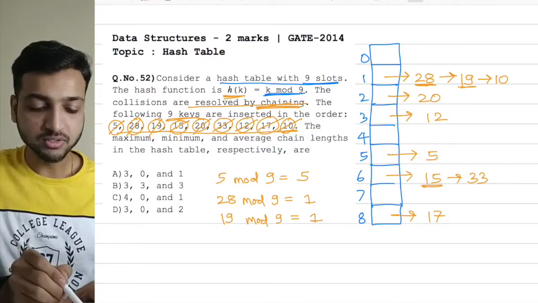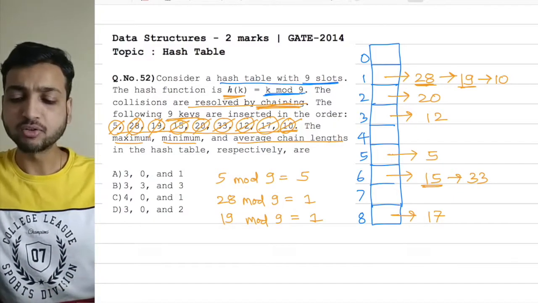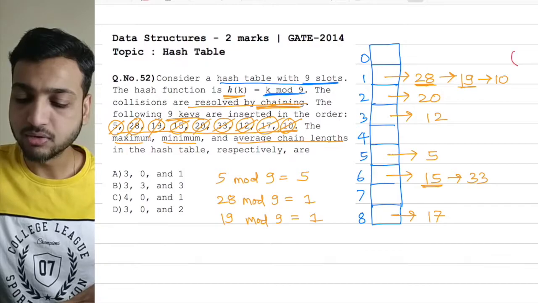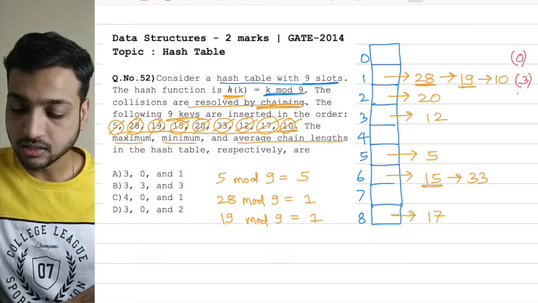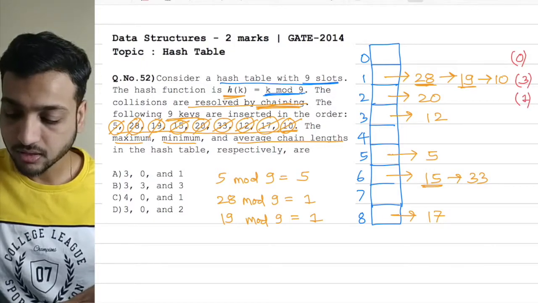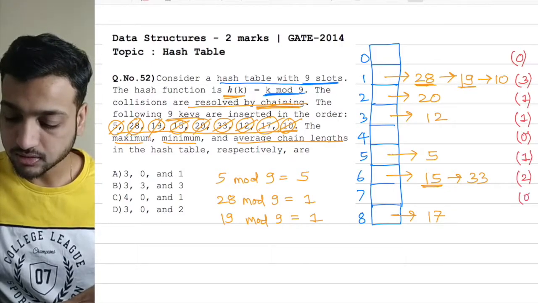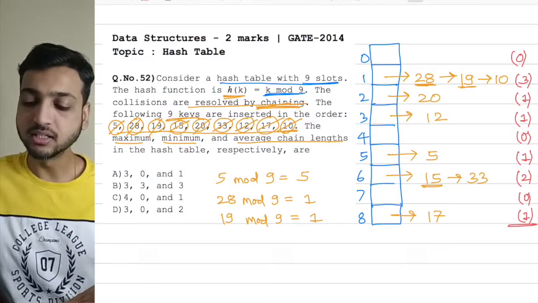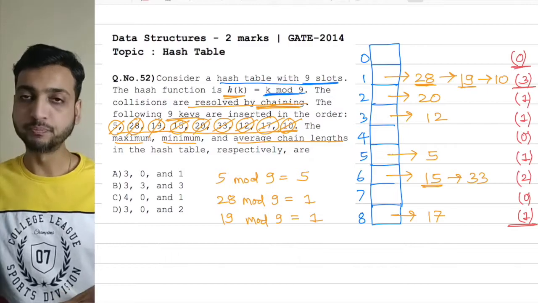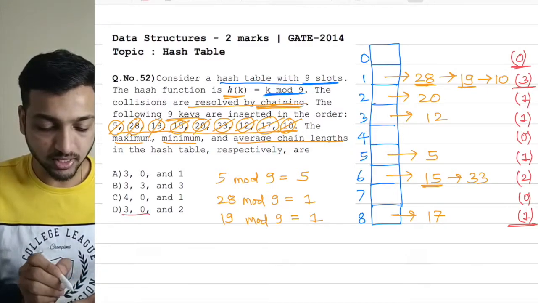Now the question again is to find the maximum, minimum and average chain lengths. So let's quickly find out the chain lengths. At bucket 0, we have 0 as a chain length. Here there are 3. Here there is 1. Here there is 1. Here there is 0. Here there is 1. Here there is 2. Here there is 0 and here there is 1. As you can clearly see, the maximum chain length is 3 and the minimum is 0. So maximum 3, minimum 0.